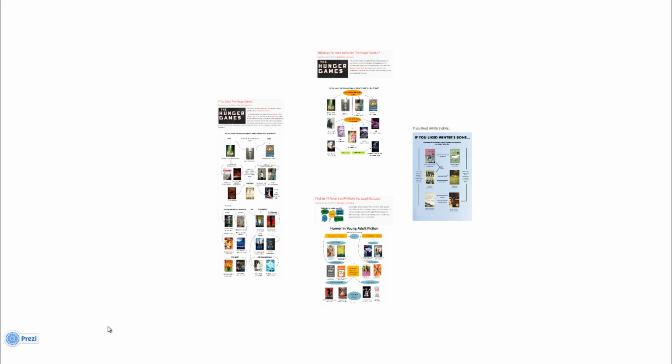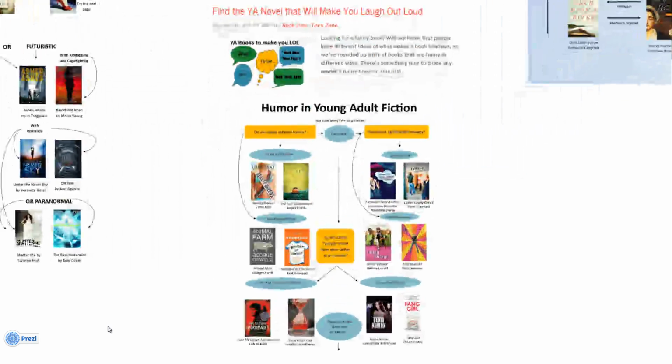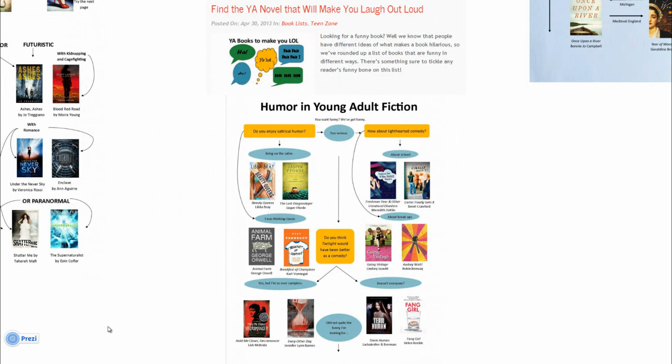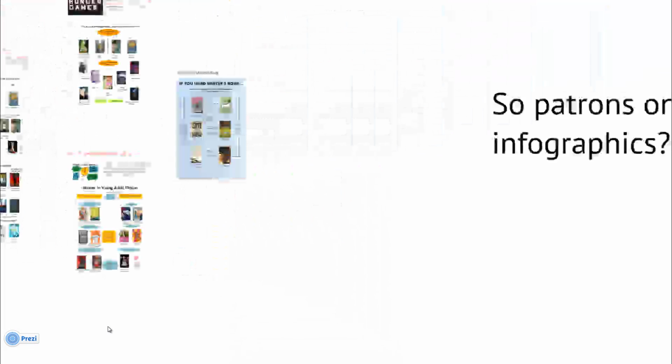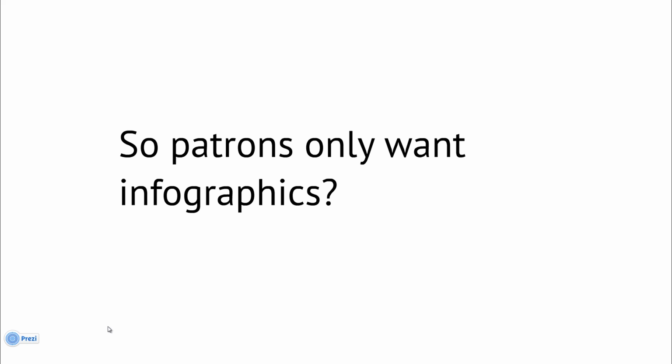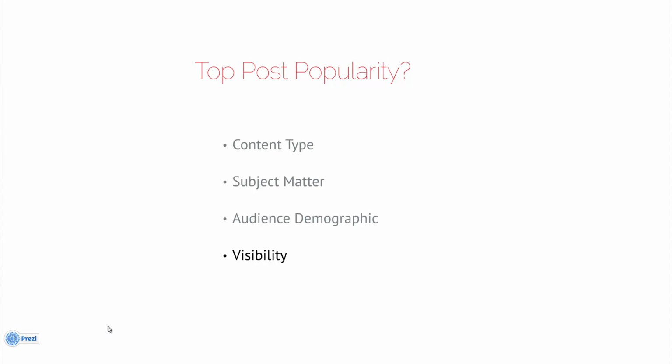They all happen to be infographics, so some of them have a blurb at the top, but the meat of the post is really visual in nature. So before I jump to the conclusion that everybody only wants infographics, I wanted to see if there was anything I could look at that might point to why those posts were popular.